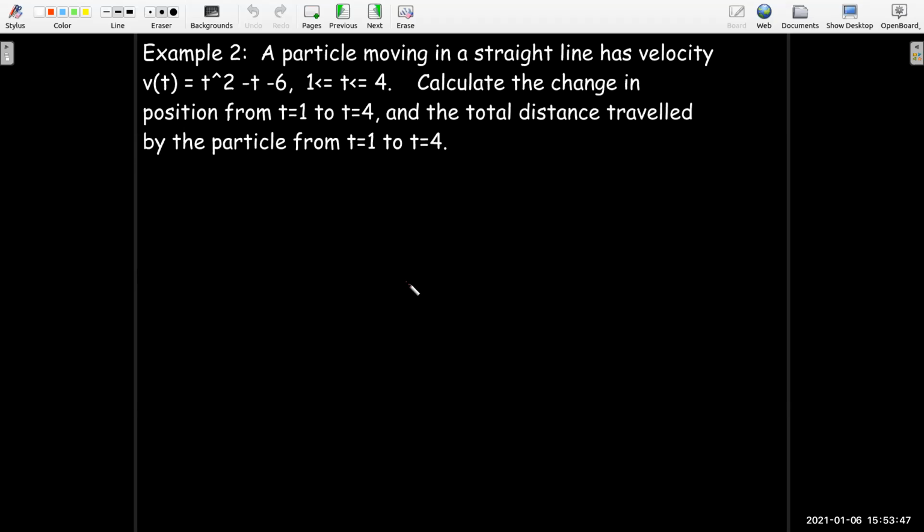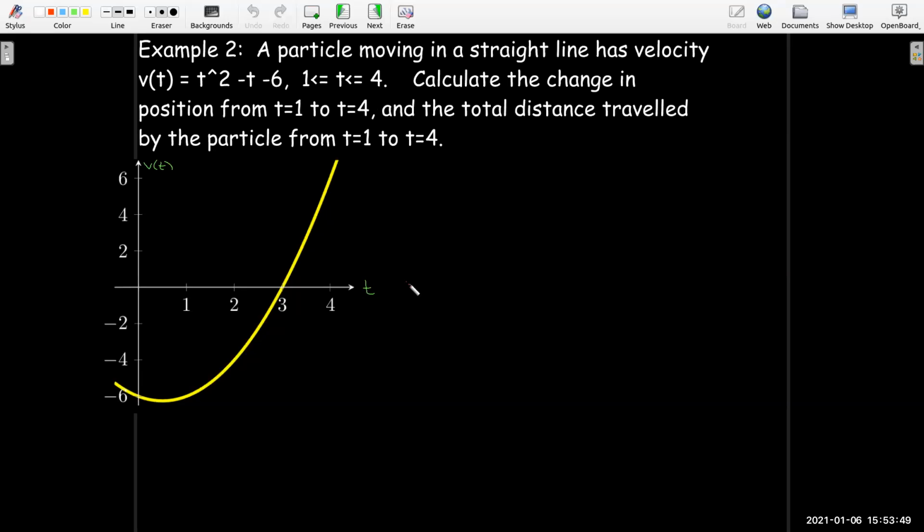So it'll be useful to draw a graph of the velocity function. And it's a parabola. And so it's negative from t equals 1 to t equals 3, and then it becomes positive. So in other words, it's moving to the left originally. That's what the negative sign tells us. And then it stops when t equals 3 and starts moving to the right.